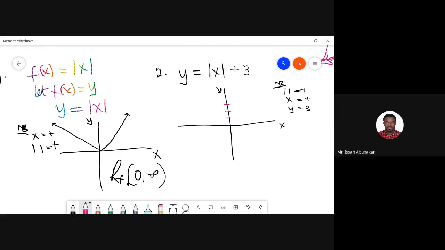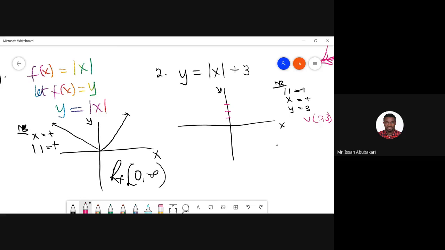Okay. When x is equal to 0, y will be equal to what? 3. And the vertex, when you say vertex, is the turning point. So the vertex will be equal to what? X is 0, y is what? 3. Okay. All right. Now let's plot the graph.